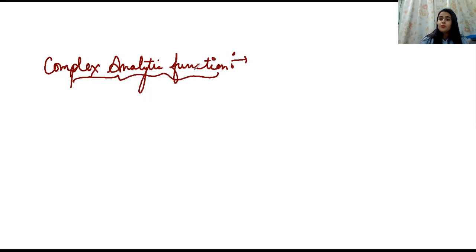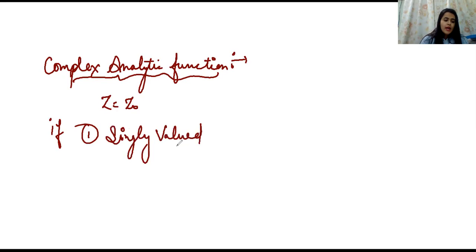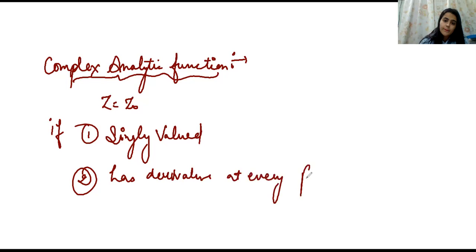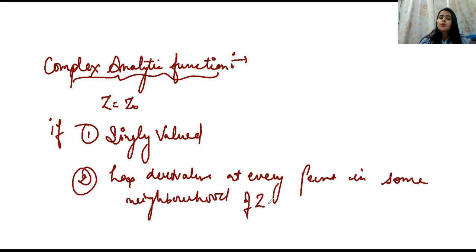Complex analytic function. Suppose we have a function at z equal to z naught. It is a complex analytic function if, condition number one, it is singly valued. And second, it has a derivative at every point in some neighborhood of z equal to z naught. That is our complex analytic function.